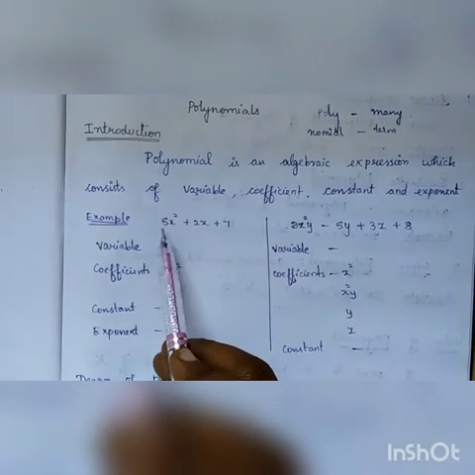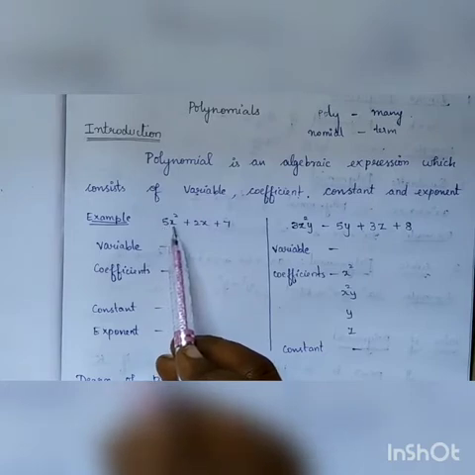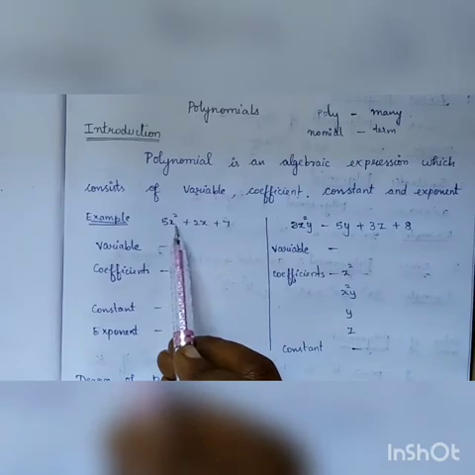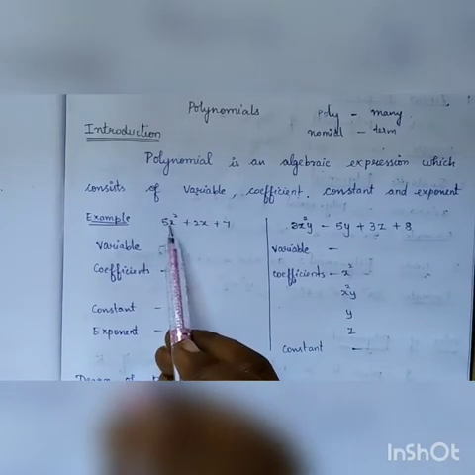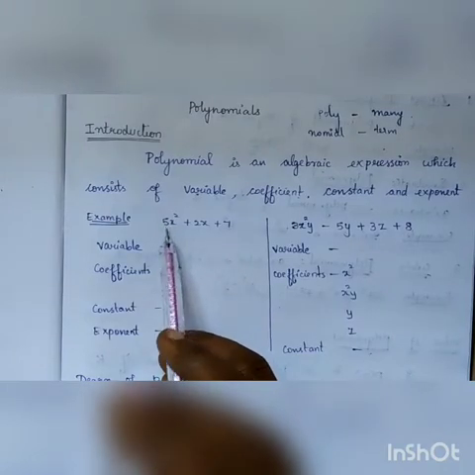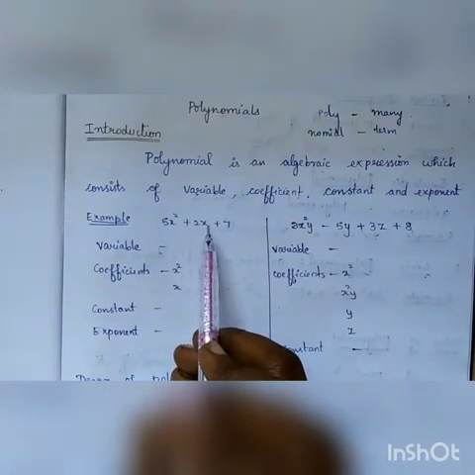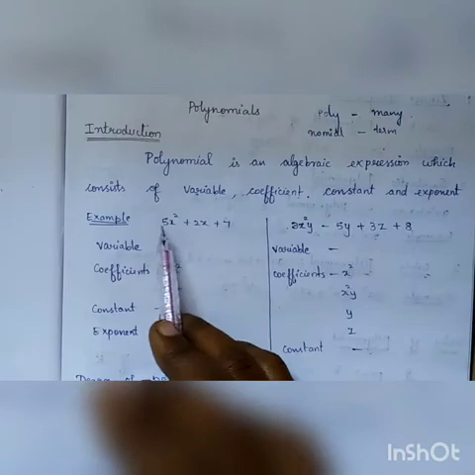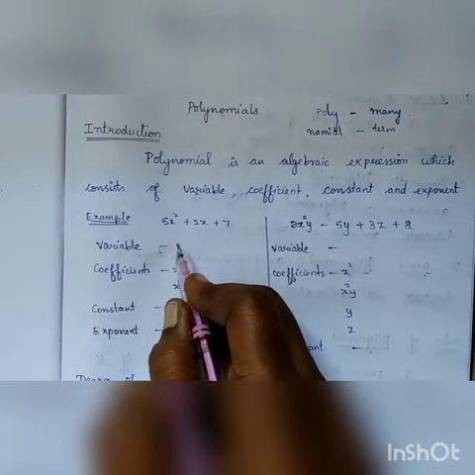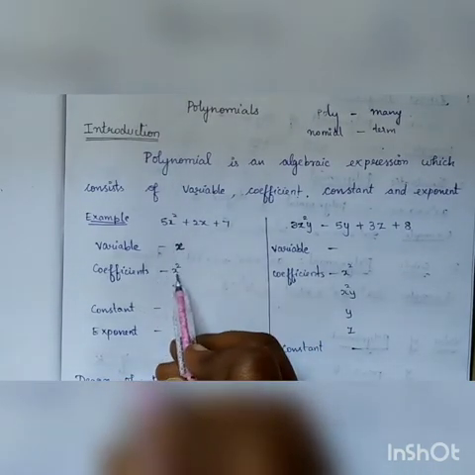Now in this, the first term is a combination of a number as well as an alphabet. Here it is a variable. This alphabet we will call a variable. This variable, if we have a number before it, then that is called the coefficient. So 5x square plus 2x plus 7. Here in this expression the variable is x.